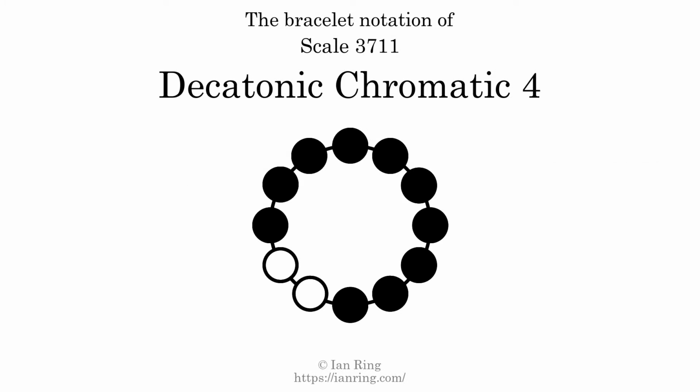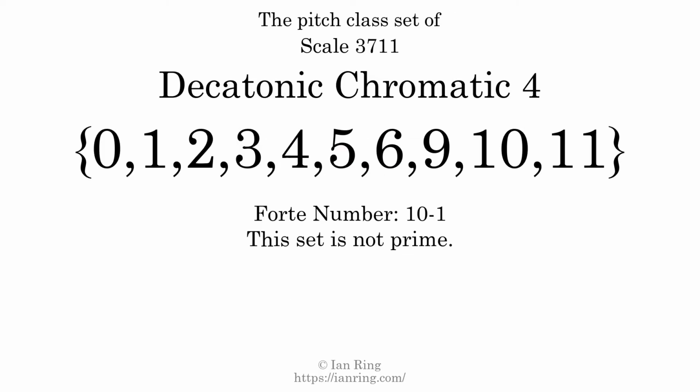This is a bracelet notation diagram of scale 3711. The shaded circles represent tones that appear in the scale, and they are read clockwise, starting at the top. The pitch class set for this scale is 0, 1, 2, 3, 4, 5, 6, 9, 10, 11.